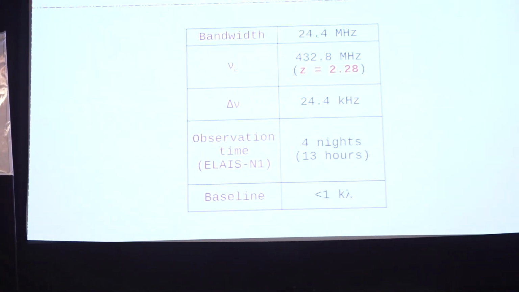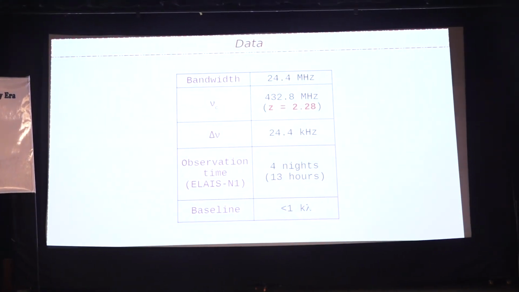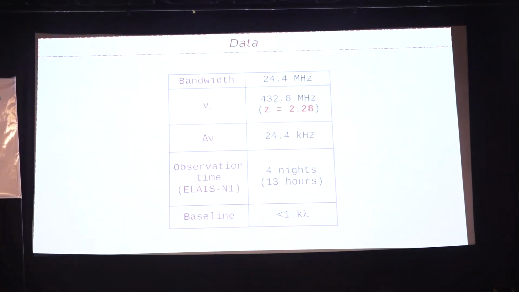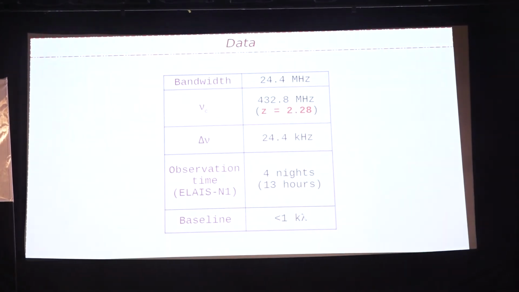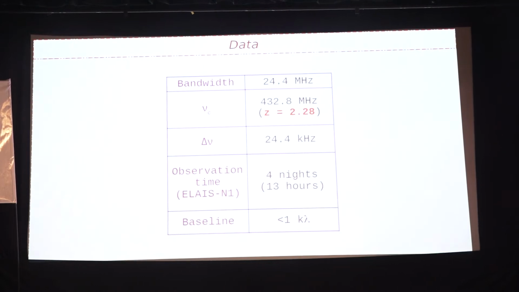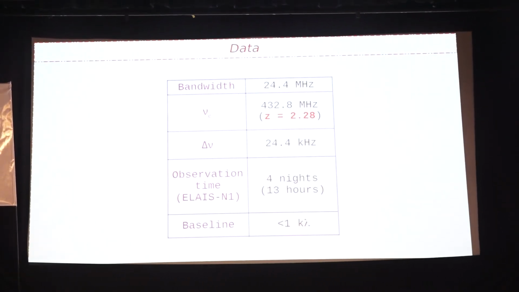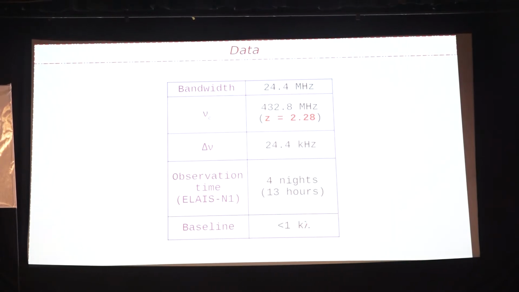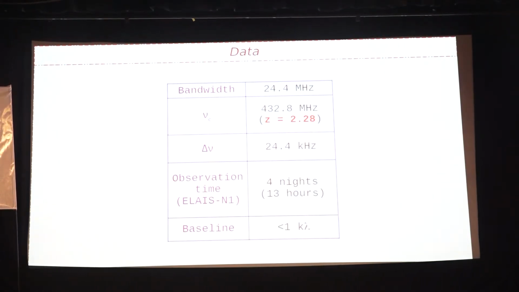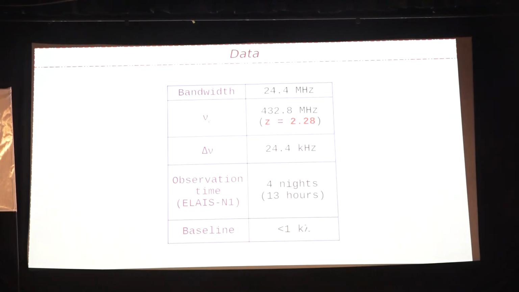The data we analyzed had a bandwidth of 24 megahertz at the central frequency of 432.8 megahertz, which corresponds to the redshifted 21 centimeter signal from this redshift. This was high resolution data, observed over 4 nights, as mentioned previously. For this particular work, I have restricted the baselines to 1 kilo lambda, where the density was found to be larger. And we are considering the combined nights data only, not the individual nights.